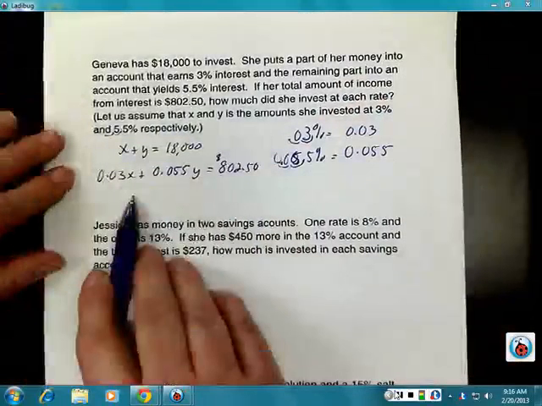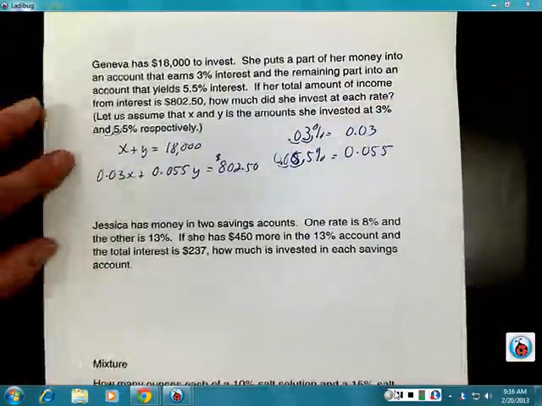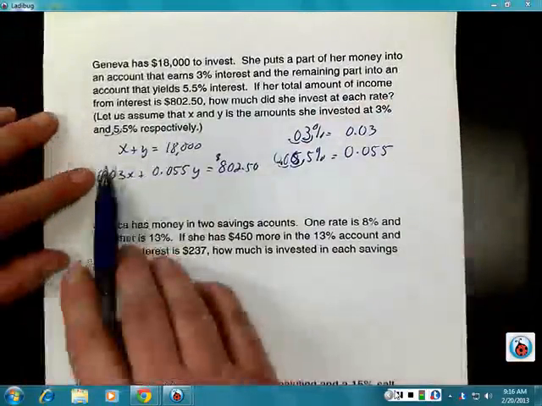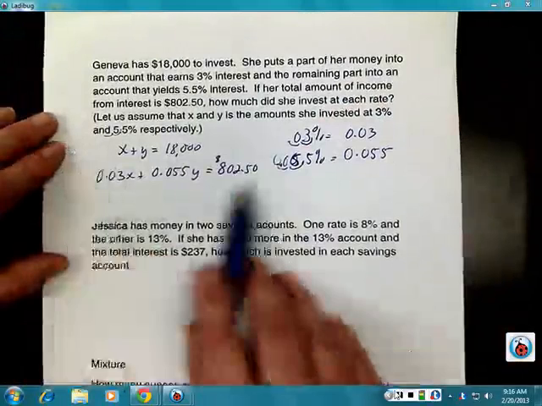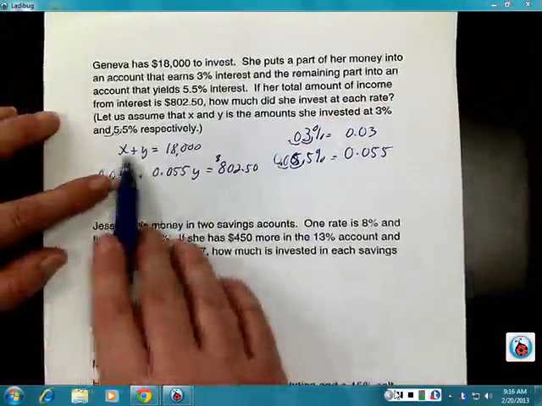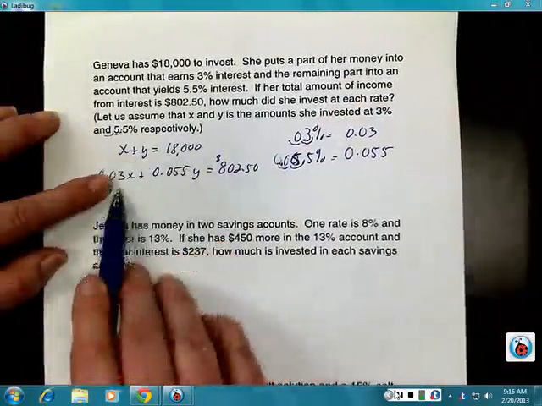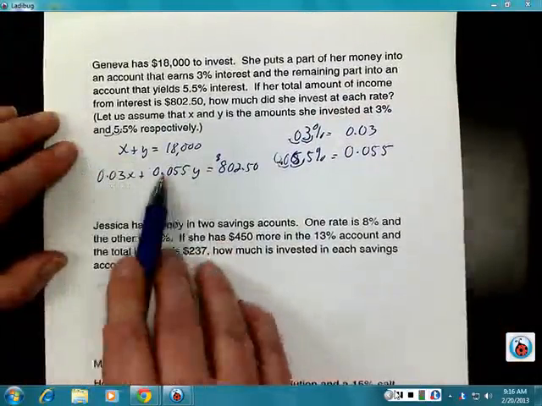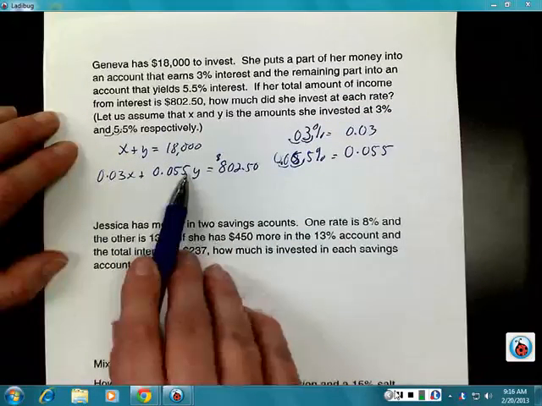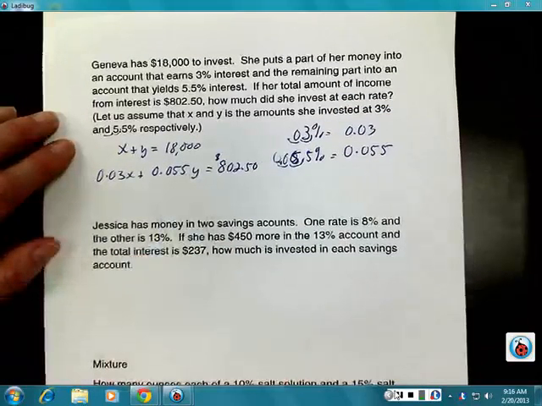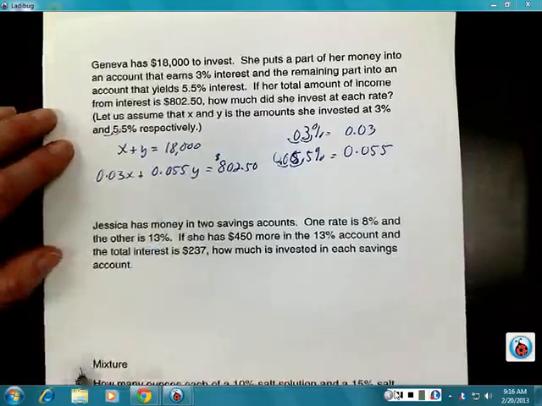Again, probably substitution, because I don't have to do a whole lot of math. Now you could use elimination or addition if you get these decimals out of the way, but you have to multiply by 1,000 when you move this back, so you get some pretty big numbers that way. So that's that one.